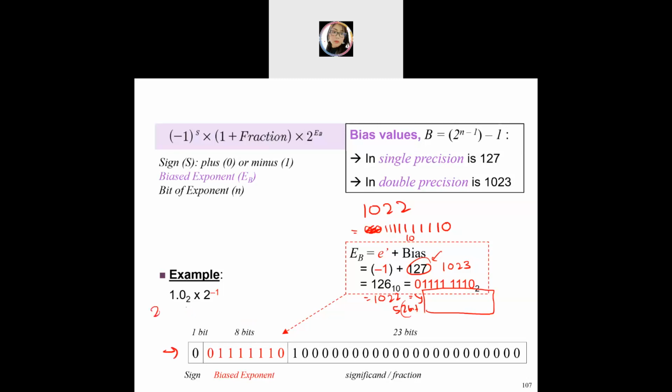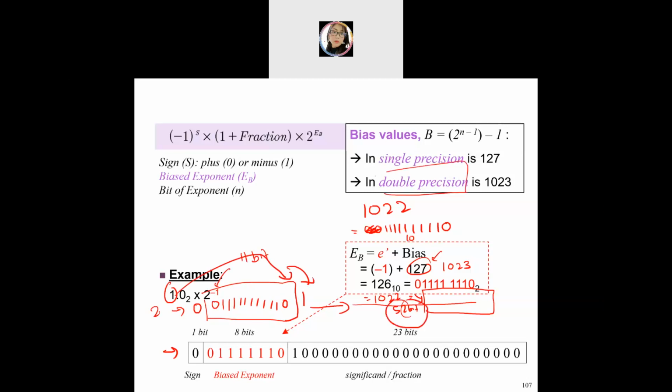If it is double precision, you will have 0 and then you will put 11 bits. 0, 1, 2, 3, 4, 5, 6, 7, 8, 9, 10. It is not enough for 11 bits, so you need to pad to the right. Okay, this is your value. And then this one you put here 1 and pad 0, 0, 0, 0, 0 until 32 bits. That's for your double precision. Okay, any questions?